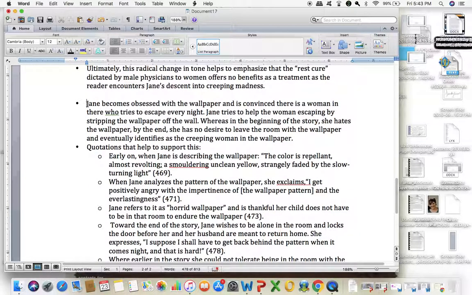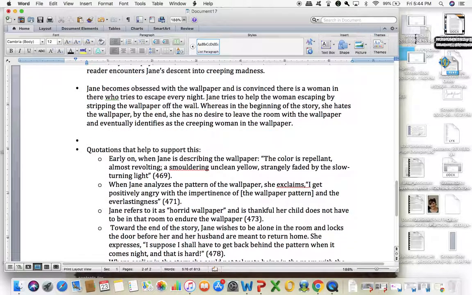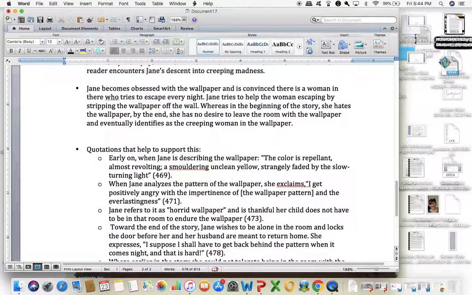And then Jane becomes obsessed with the wallpaper. She's convinced there's a woman in there who tries to escape every night. She tries to help the woman escape by stripping the wallpaper off the wall. This is still me talking about the changing tone. Whereas in the beginning of the story, she hates the wallpaper, by the end, she has no desire to leave the room with the wallpaper and eventually identifies as the creeping woman in the wallpaper. So that was kind of, here's what I want to talk about.